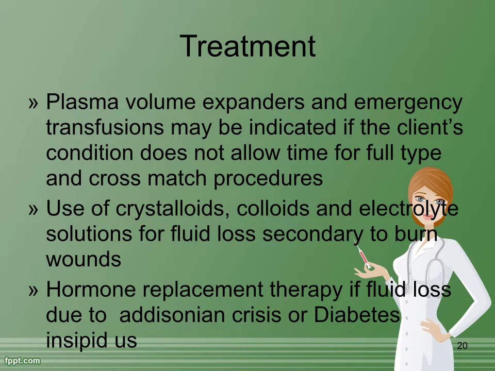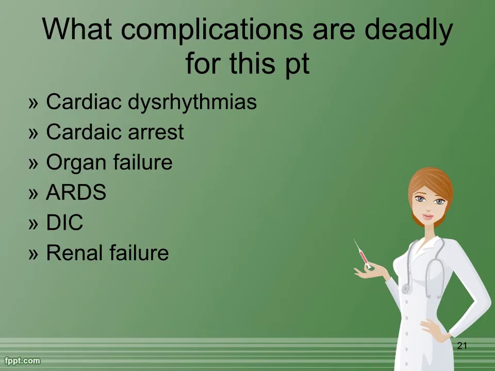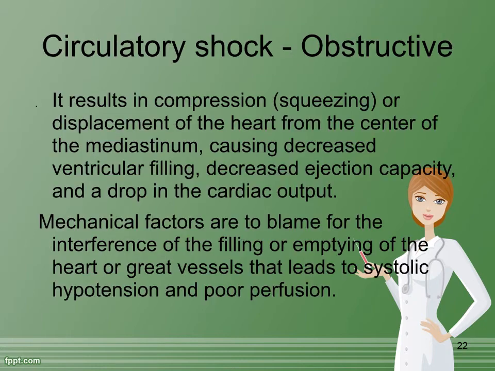So if there is a problem with the blood transfusion, then other ways of expanding the fluid volume in the body can be used. Crystalloids, colloids, and electrolyte solutions are used for fluid loss secondary to burn wounds. If there has been an Addisonian crisis or diabetes insipidus, then hormone replacement therapy might be used. The deadly complications for these patients are dysrhythmias, arrest, organ failure, ARDS, DIC, and renal failure.